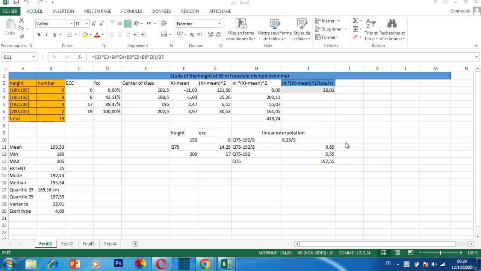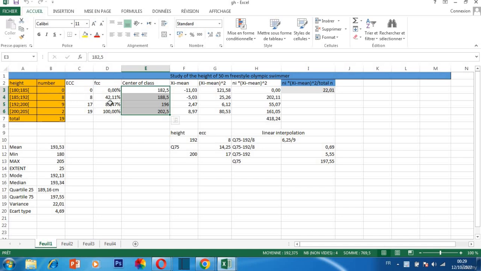So for the Lorenz curve and Gini index, it's a curve which we can study in a more detailed way, the dispersion or the concentration of the character of the statistical study, in this case the height. In order to do that, we already have the center of class here.